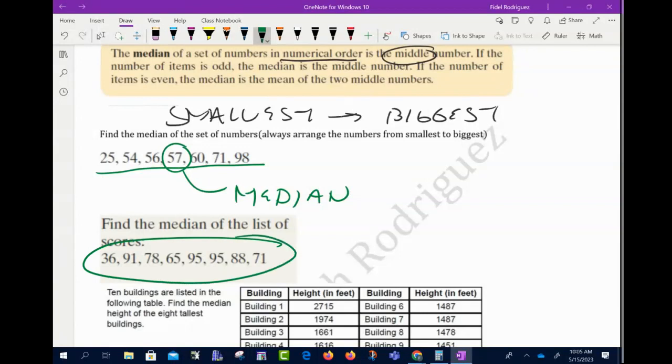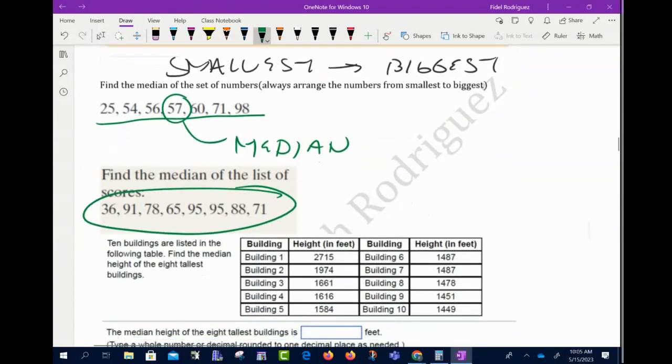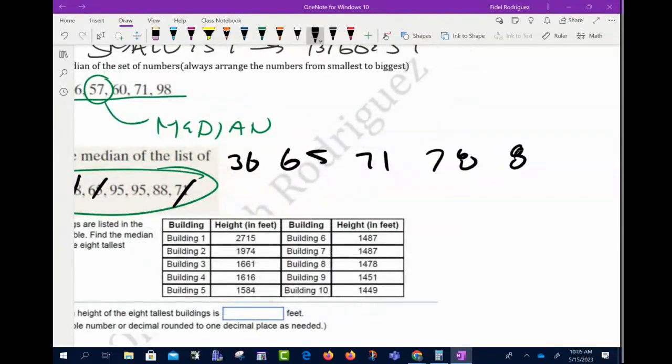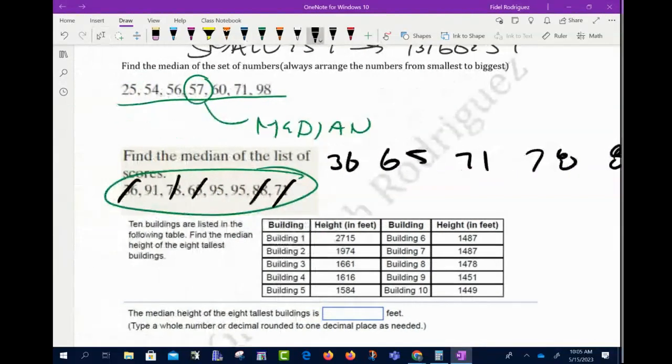Guys, let's look at this problem here. Are my numbers in order from smallest to biggest? Okay, so let's fix that first. What is the smallest number we got there? 36. Okay, I'm going to scratch that one out. What would be the next one? 65. Okay, after 65, what would be the next one? 71. Perfect. What would be the one after that? 78. Excellent. What would be the one after 78? 88, right? Okay, what would be the one after 88? 91, and then how many 95s?